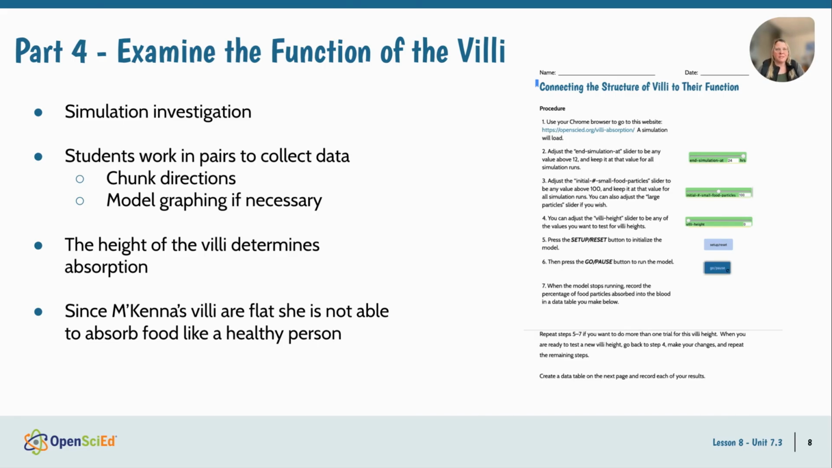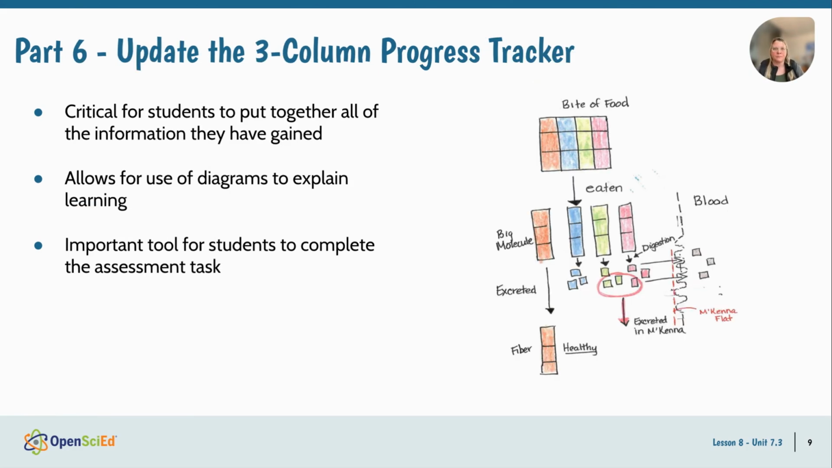Since McKenna's small intestine appears flat, she's not able to absorb nutrients in the same way as a healthy person. This is a moment that also connects back to a prior lesson, Lesson 4, and explains why McKenna still had food in her waste, but a healthy person doesn't. And then this brings us to the end of day 1.